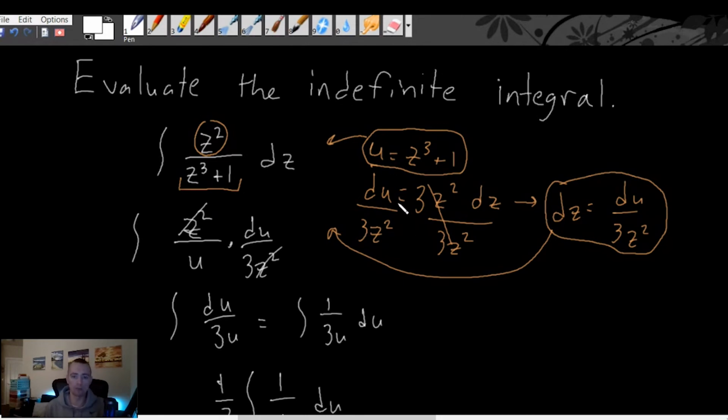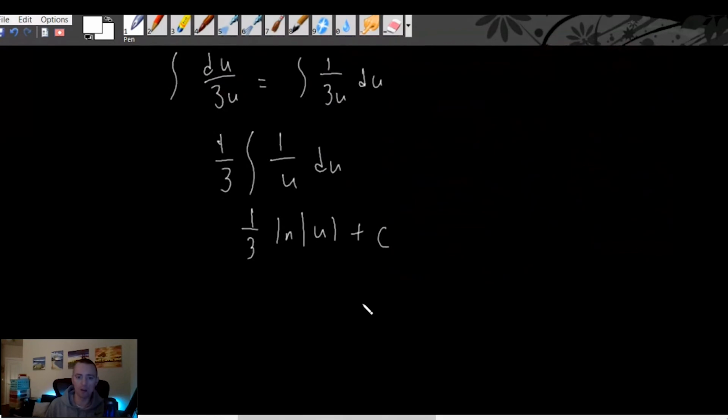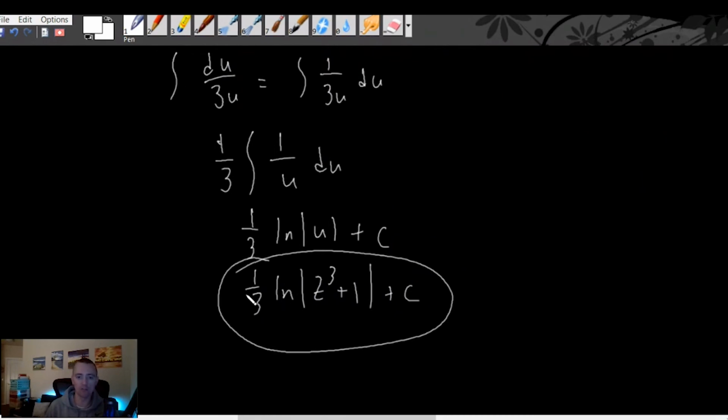undo or reverse that process, which basically just means that we want to go back to the original u that we decided and plug that back into the function that we've ended up with now. So we need to replace anywhere we see a u with z cubed plus 1. So if we go back here, we want to replace our u with z cubed plus 1. And now this is going to be the integral of the original function that we were trying to find the antiderivative of.